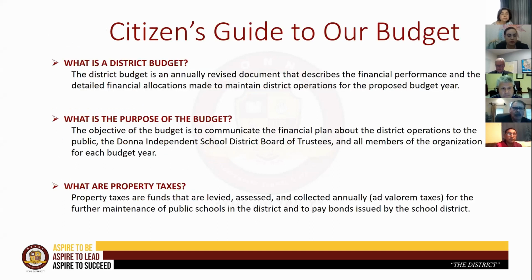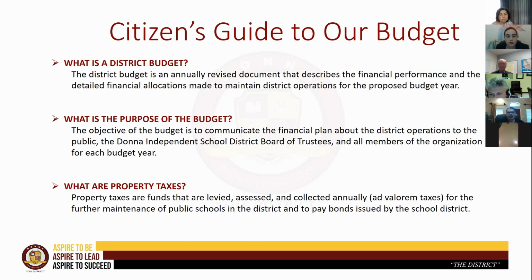Our Citizens Guide to our budget. So what is a district budget? Basically, it is an annually revised document that describes the financial performance and the detailed financial allocations made to maintain district operations for the proposed budget year. The purpose of the budget is to communicate the financial plan about the district operations to the public, the Donna Independent School District Board of Trustees, and all members of the organization for each budget year. And what are property taxes? Our property taxes are the funds that are levied, assessed, and collected annually for the further maintenance of public schools in the district and to pay bonds issued by the school district.